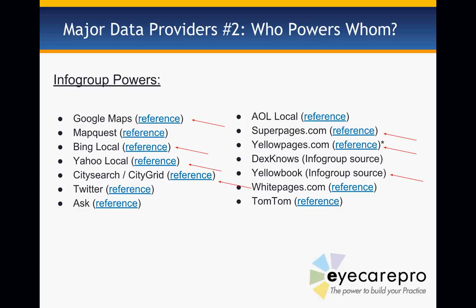I don't know what you mean. Like, what's the difference between, let's say, Dexknows and Yellow Pages on this list? I just don't understand why there's a difference.